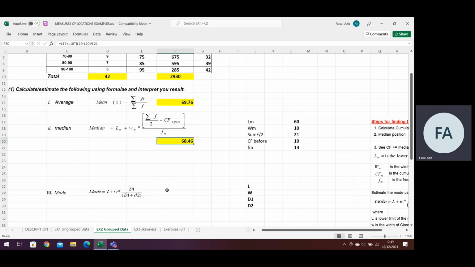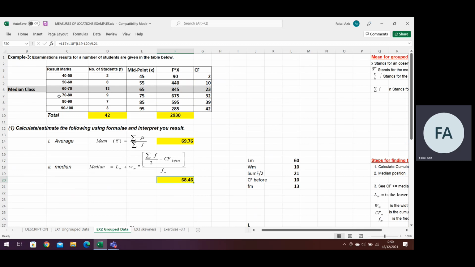The next is about mode. We need to calculate mode of this data also. So mode formula, we have mode is equal to L plus W into D1 divided by D1 plus D2. Now what is mode? The class which has the highest frequency is the modal class. We'll have to identify a modal class first. So if I look at this data, you will see that the class which is having the highest frequency is this one. So here in our example, the median class and the modal class both are the same. So no need to select it again.